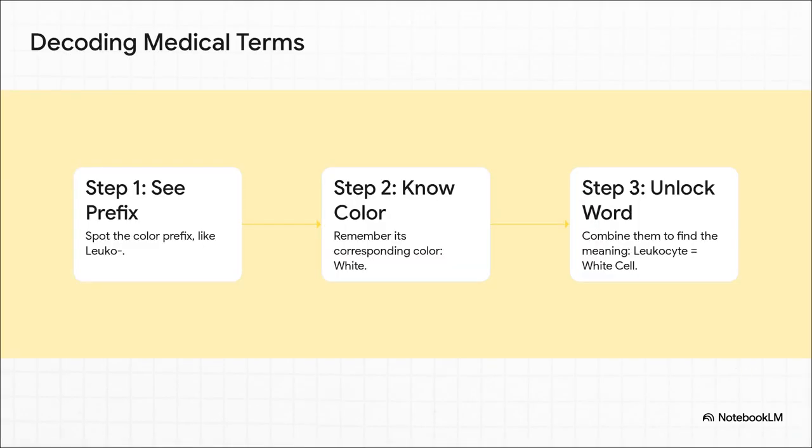So let's put it all together. It's really just a simple 3-step decoding process. It's so cool. First, you see the prefix. Let's say it's leuko. Step 2, you know the color. That's white. And step 3, you use that to unlock the word. So leukocyte just becomes white cell. It's that simple. You now have a key to a whole new medical vocabulary.